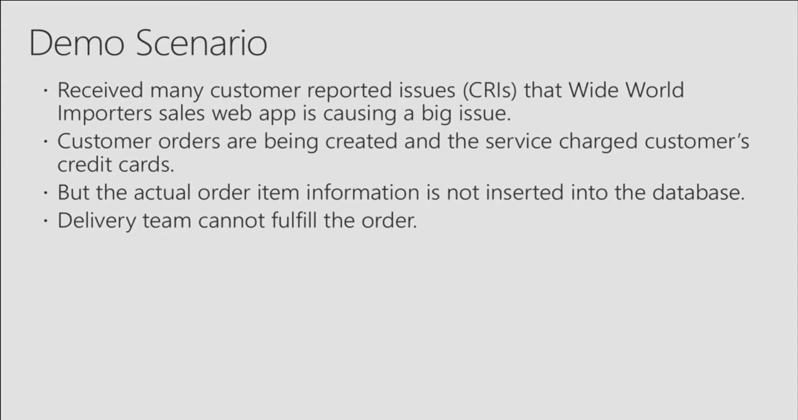What happened is that we are Wide World Importers, an online sales company, right? And what's happening now is that customers are creating orders, and they pay using their credit card, and they never get their product. When you look at the order, there is no product information. It's missing. There's an order number, the customer name, but no product information. So as an order fulfillment team, you cannot complete your job, and customers are now calling you, saying, hey, where's my order?